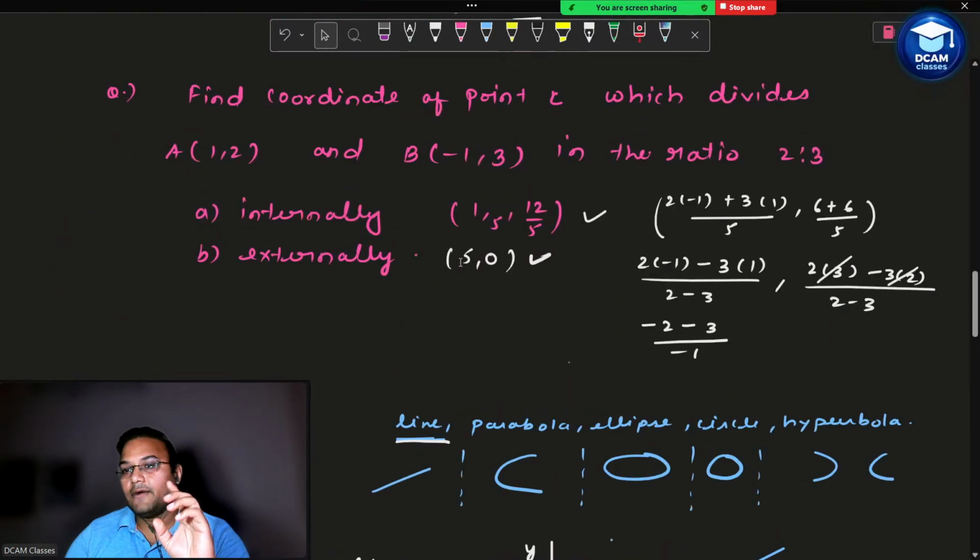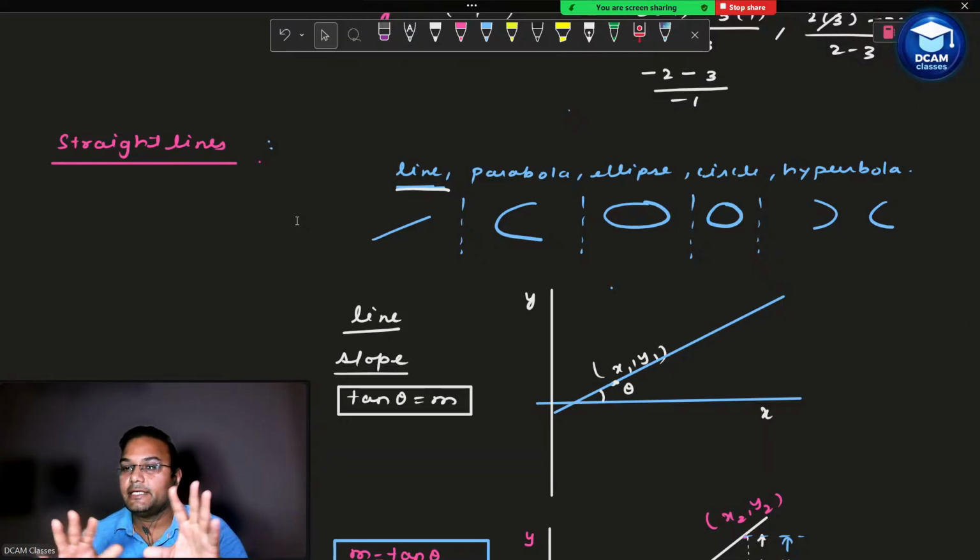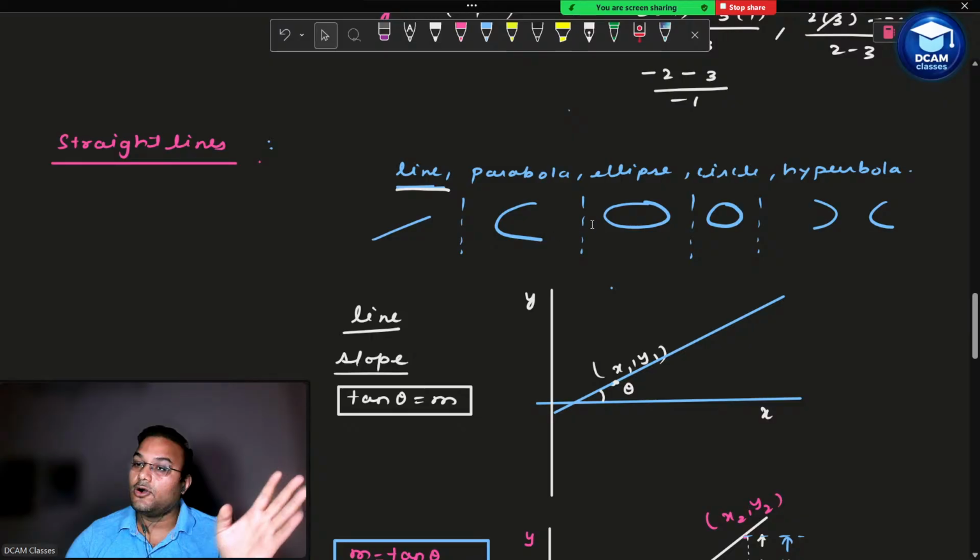There is one question, and another question is also there. Then after these two formulas, we have come to the basic straight line. What is a straight line? Actually, a straight line is a curve. There are different kinds of curves like line, parabola, ellipse, circle, hyperbola. All these curves you are going to study in class 11. A line is a curve, also known as a locus.